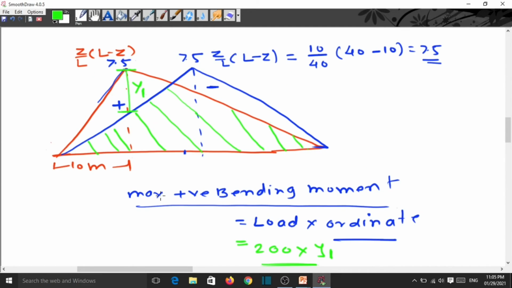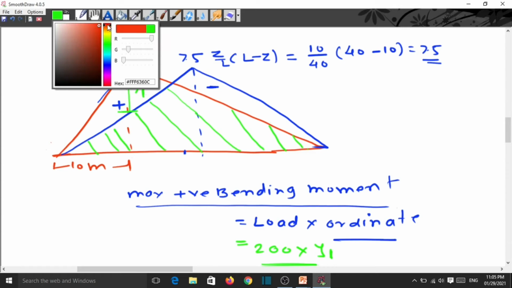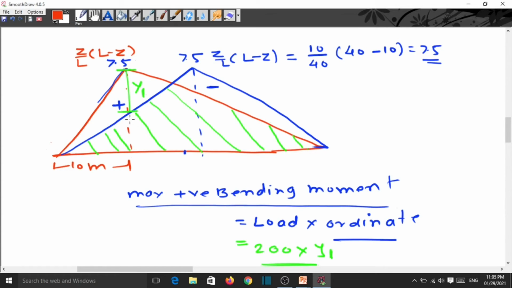How to find this y1? We know this is 7.5. Suppose this height is y2. So the total height is 7.5, so 7.5 minus this y2. How to find this y2? Suppose this height is y3 and this remaining height is y4.